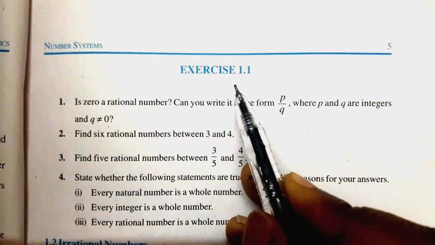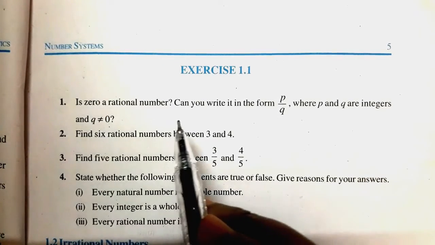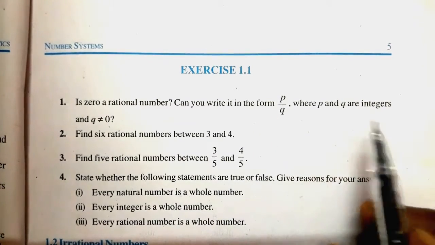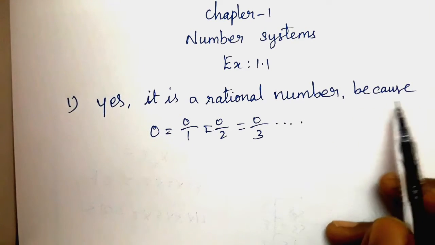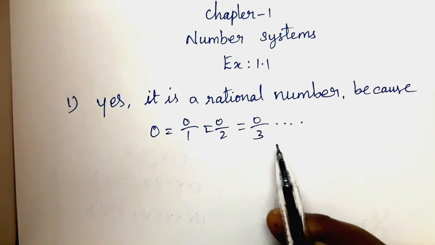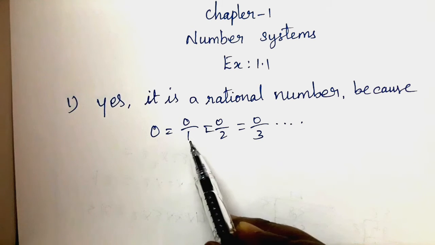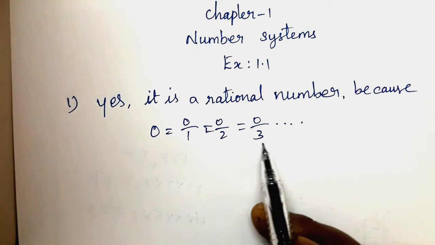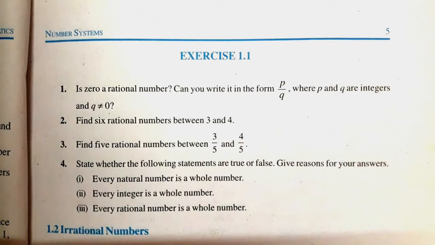Let's see exercise 1.1. First question. Is 0 a rational number? Can you write it in the form p by q where p and q are integers and q not equal to 0? Yes, it is a rational number because 0 can be written as 0 by 1, 0 by 2 and 0 by 3 etc. Now, it is in the form of p by q where p, q are integers as well as q not equal to 0. So, 0 is a rational number. Move on to the next question.